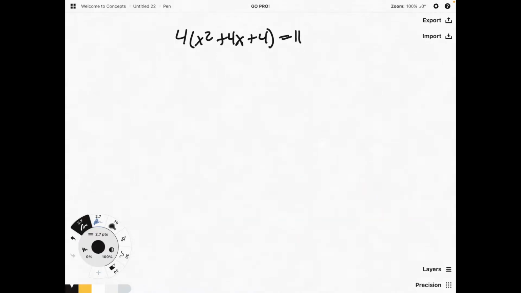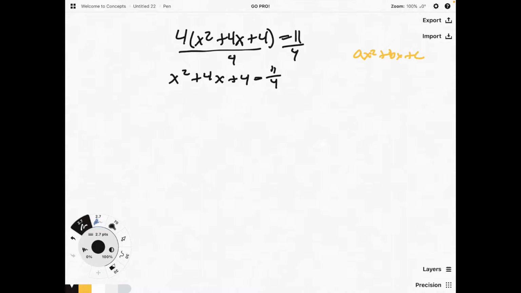Okay, looking at our first problem, we have 4 multiplied by the quantity x squared plus 4x plus 4 equals 11. Now we know that we need to get it into the form ax squared plus bx plus c, and so let's start by doing that. And how we're going to do that is we're going to move the 4 over, so we get x squared plus 4x plus 4 equals 11 divided by 4, because what we did was just divide each side by 4.